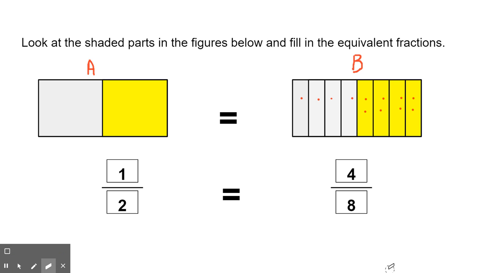And knowing that, we also can determine that 1/2 is equal to 4/8. Because we can visually see that both of them have half of the rectangle or half of their shape shaded yellow. Option A had 1 of the 2 parts shaded yellow, and option B had 4 of the 8 equal parts shaded yellow. So 1/2 is equal to 4/8.